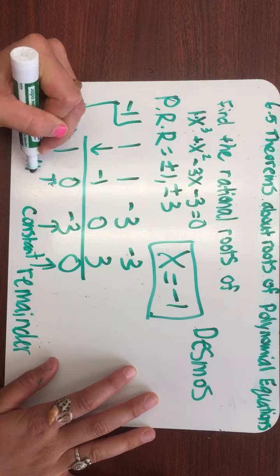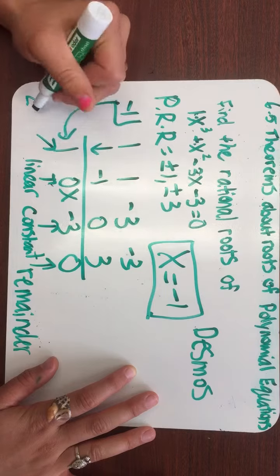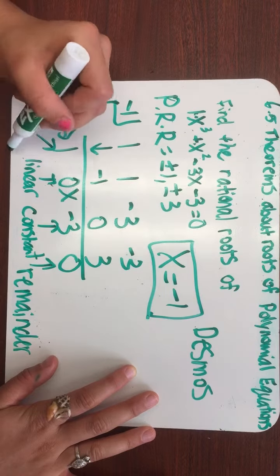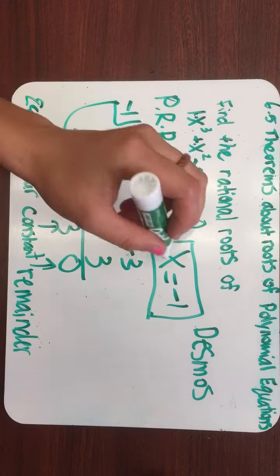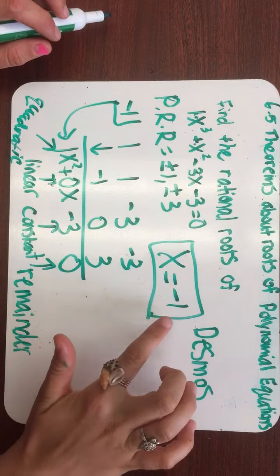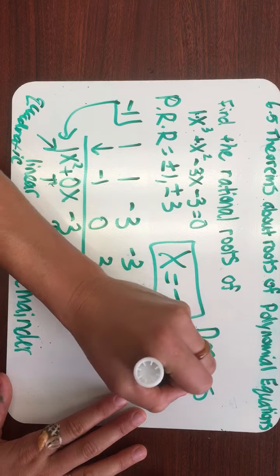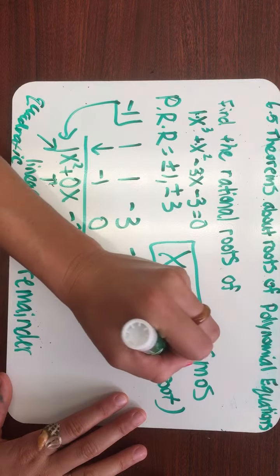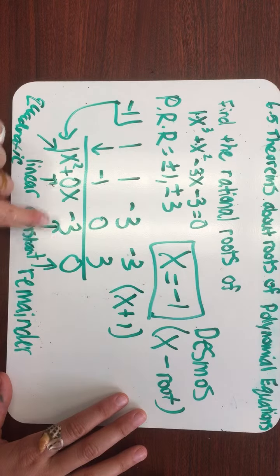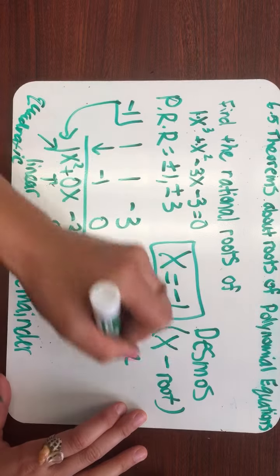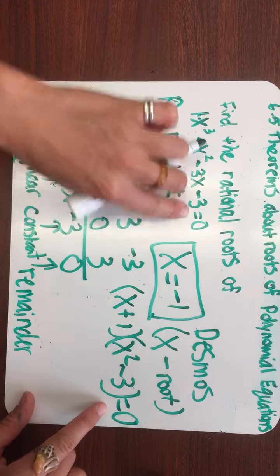This is our linear term, meaning there's an x with it. And this is our quadratic term, or x squared. So, since we have x minus 1 as a root, we know that we always write it as x minus whatever the root is when we're writing in factored form. So this would be x plus 1 times what we just got right here, x squared minus 3. And we would set that equal to 0, just like this.